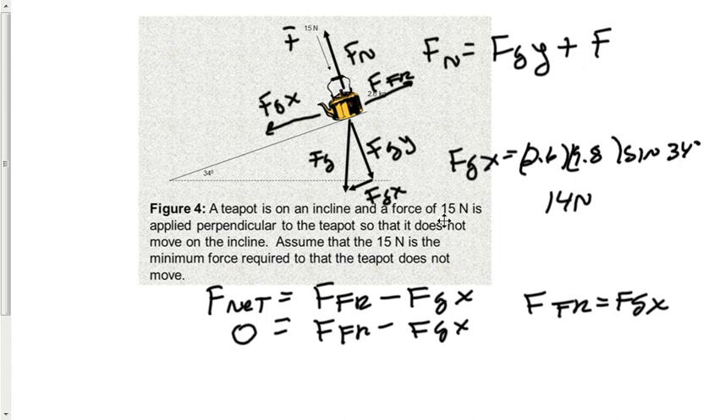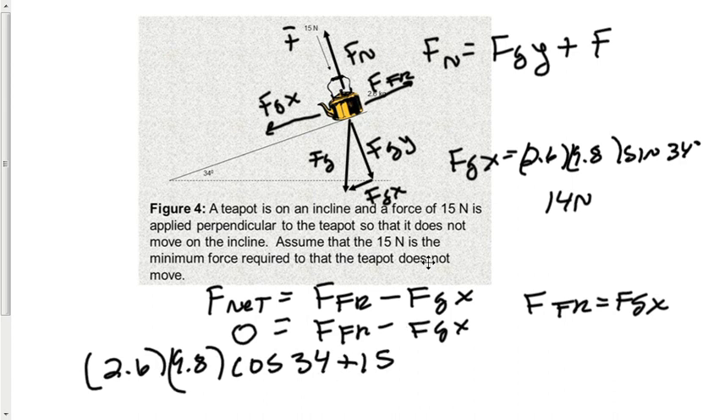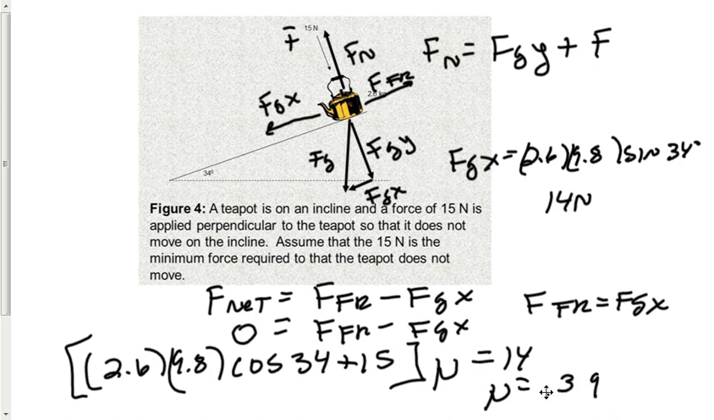So let's go ahead and do that. We know it's 15 newtons is the applied force on there. So then we're going to go 2.6 times 9.8, multiplied by the cosine of 34. And then we have to add 15, because that's the applied force. Let me put a bracket around this, and multiply that by mu, and that has to equal 14 newtons, because the friction force equals the force gravity x. So the mu then has a value of 0.39. And that's how you find it using this particular system.